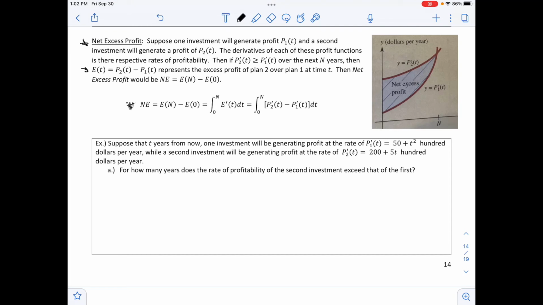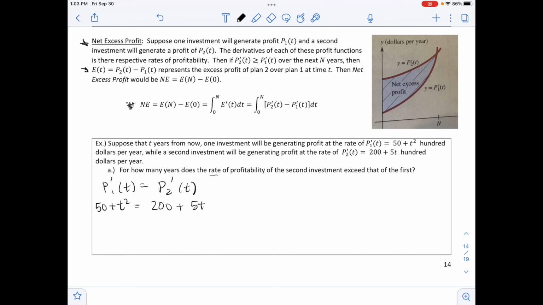Part A says how many years does the rate of profitability of the second investment exceed that of the first. So in order to do this, the first thing we need to do is figure out where they're equal to one another. Since we're talking about exceeding the rates, I know I'm going to be setting the derivative of the first investment equal to the derivative of the second investment for those rates. So the first one is 50 plus t squared, and that second rate is going to be 200 plus 5t.